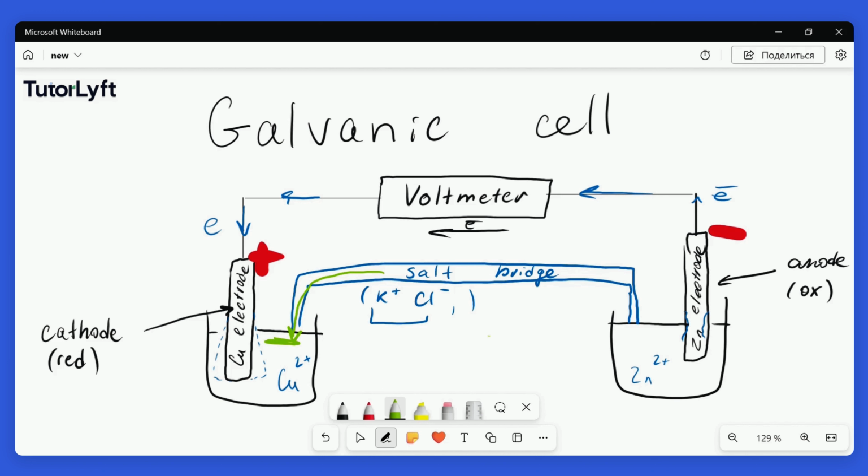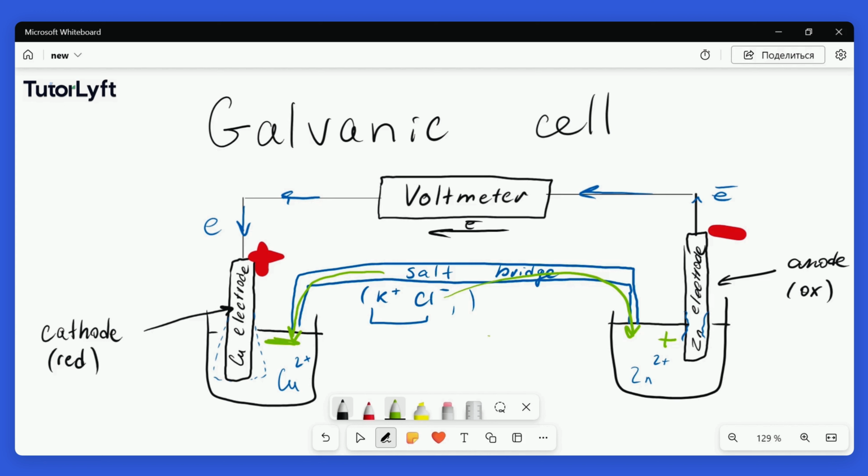Again, why does the solution with copper become more negative? Because electrons are going there, and electrons are charged negatively, of course. Whereas on the other side, we're losing electrons. So the solution, because of Zn 2 plus, becomes more positive. What goes in this case? Cl minus, to also balance it out. So we can continue going through and going through.